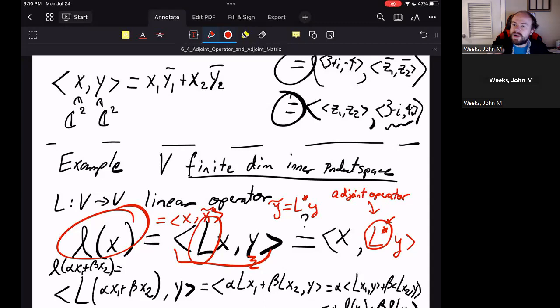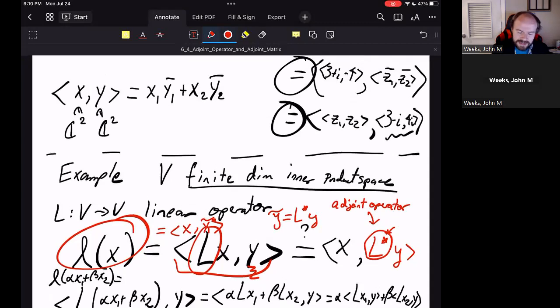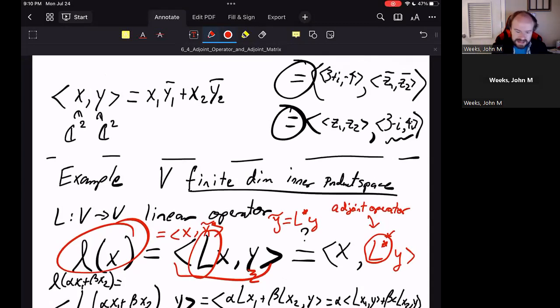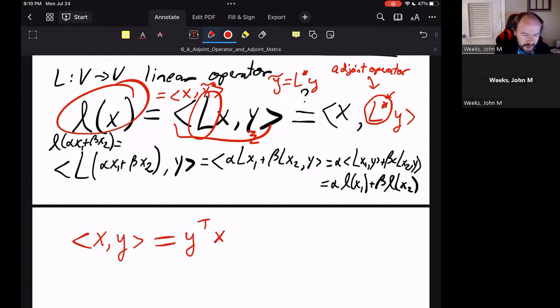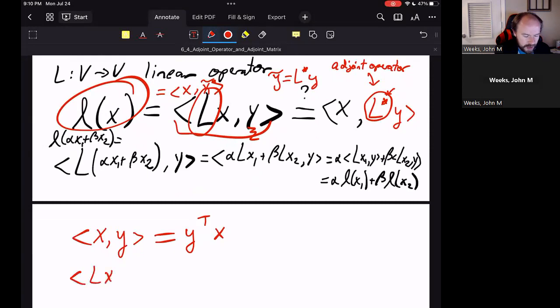Now, looking at this in terms of the transpose, remember that we've also written inner products in a different way. We've sometimes written inner products of x and y, I'm trying to get my order right here, I believe in terms of y transpose of x, right? Well, if we want to write this inner product of Lx and y in terms of this sort of formula, then we would write y transpose of Lx.